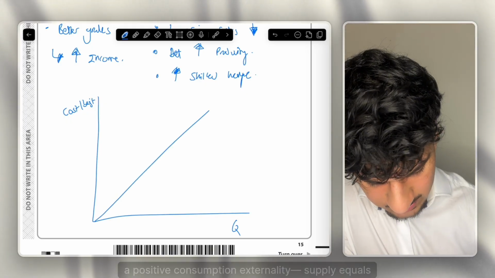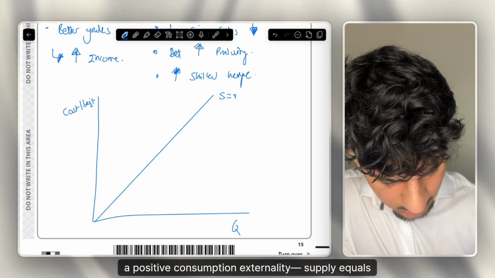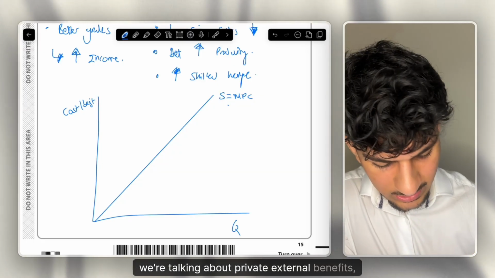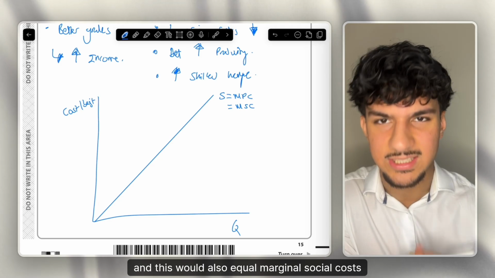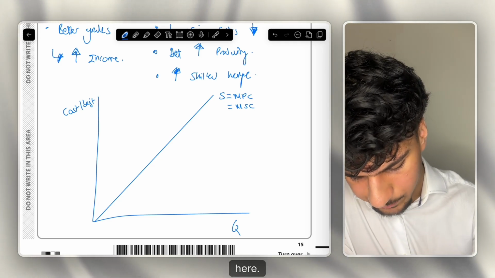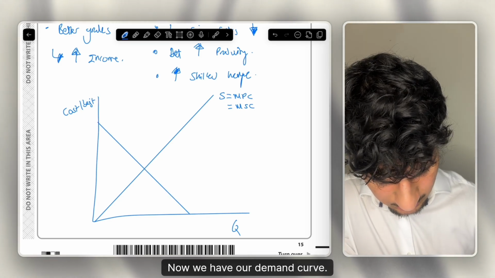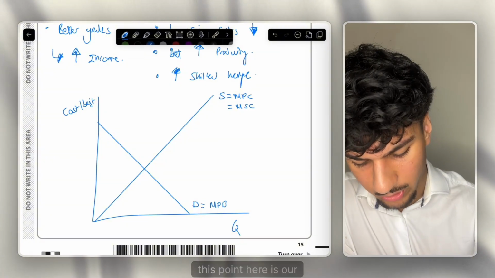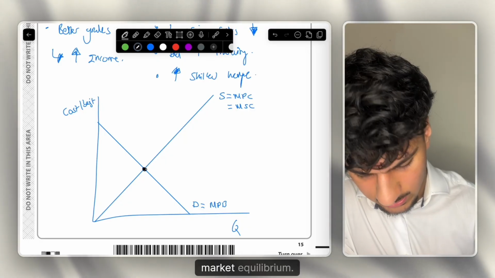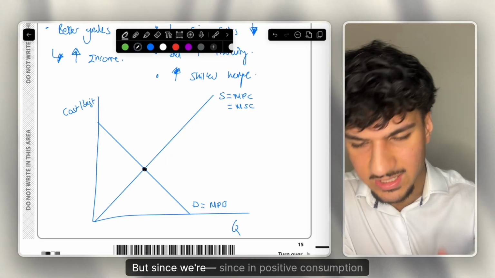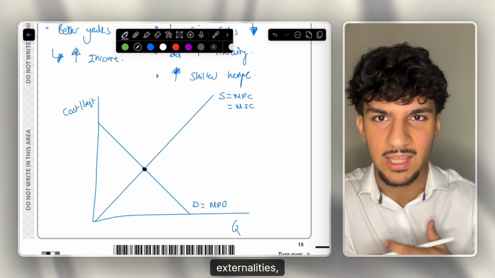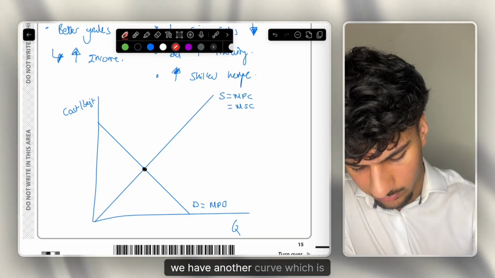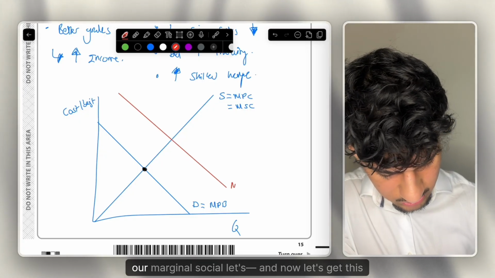So of course, a positive consumption externality, supply equals marginal private costs, and since we're talking about private and external benefits, this would also equal marginal social costs, since we're not focusing on the costs here. Now we have our demand curve, so demand equals marginal private benefit. So remember, this point here is our market equilibrium. But since in positive consumption externalities, the external benefit is greater than the private benefit, we have another curve which is our marginal social benefits.